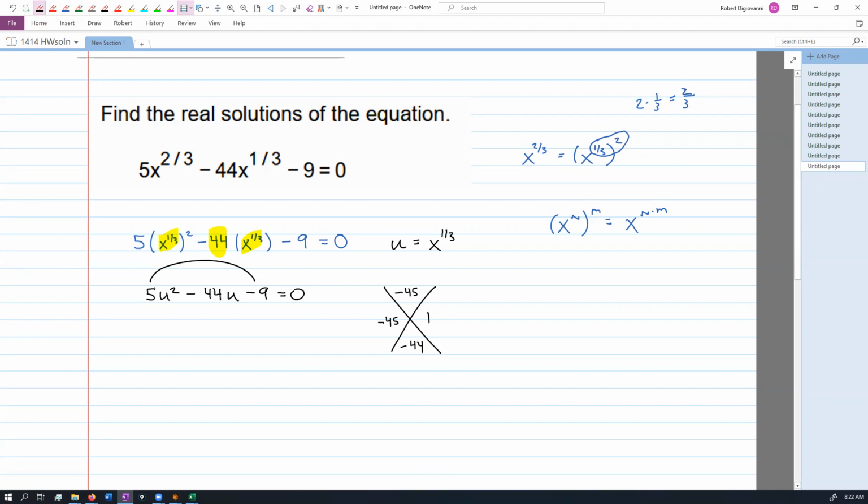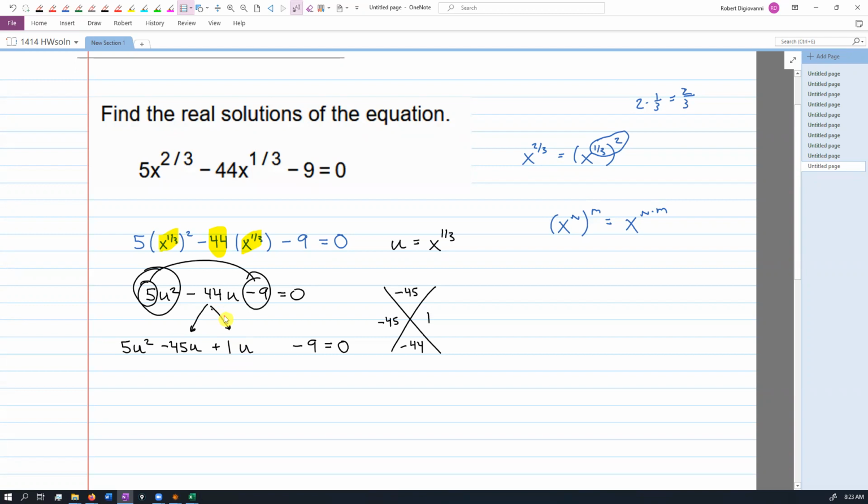This is very important because this number out here is not a 1. We have to be careful how we do this. I'm going to do this by grouping. I rewrite this equation. I leave the first term and the last term alone, and then I take this and I split it up using the two numbers that I just found. So this becomes minus 45u and then plus 1u.